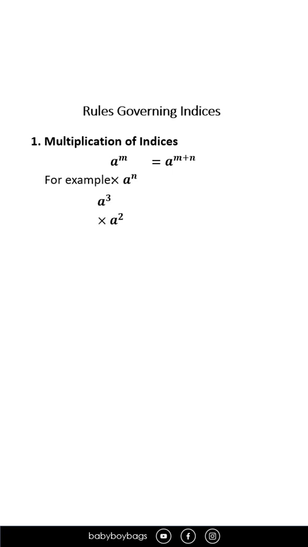For example, if we have a^3 multiplying a^2, we're saying you should add the powers, which means we're going to have a^(3+2), which is basically a^5, right? So whenever you find indices of the same bases multiplying each other, what we're going to do is add the powers, right?